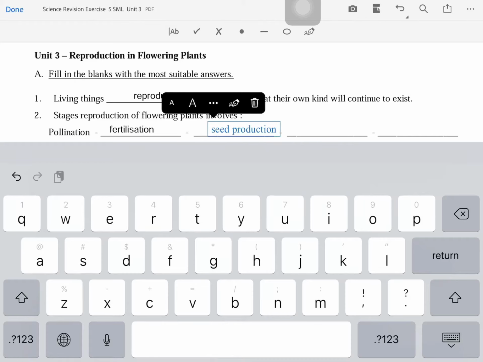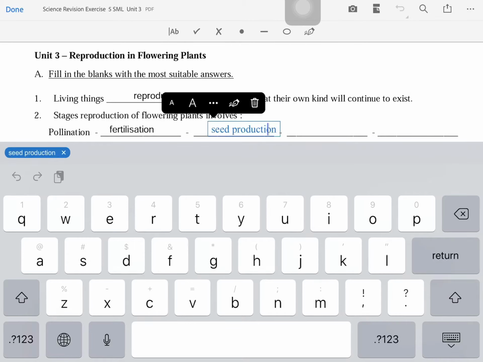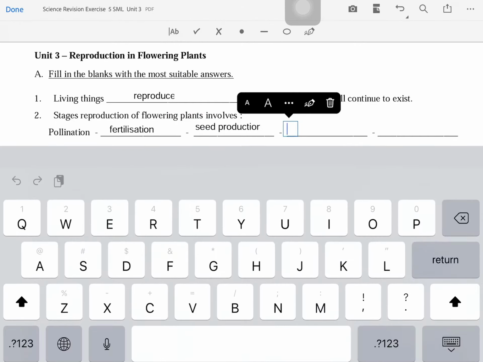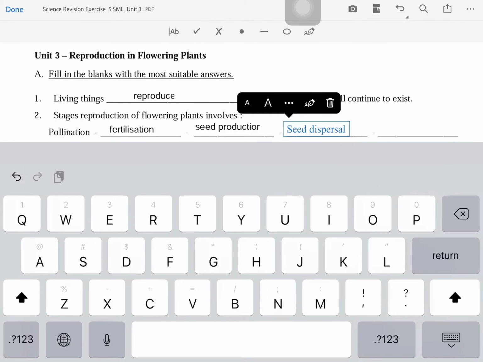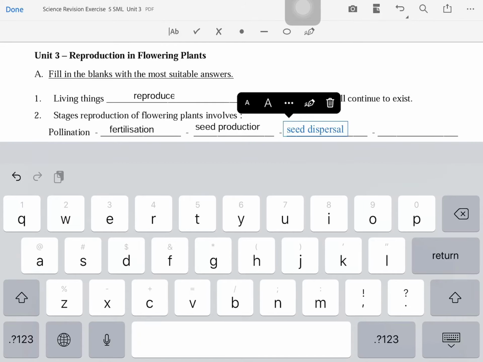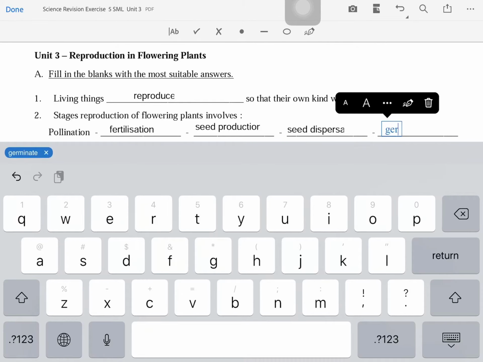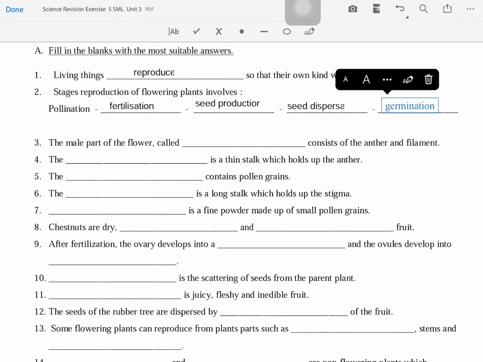There are 5 stages in total. After seed production, they will go to the next process, which is seed dispersal. Then after seed dispersal, there is germination. All right, so these are the stages of reproduction of flowering plants.